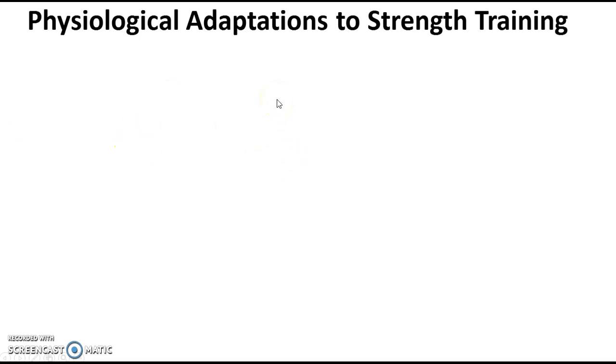Today's topic is having a look at the physiological adaptations to strength training. Previously in this part of the specification, we've had a look at training types: free weight training, multi-gym training, plyometrics, and circuit training. We've also had a look at the resistance guidelines by which you need to work in order to improve different types of strength, whether it's maximal strength, explosive strength, or strength endurance.